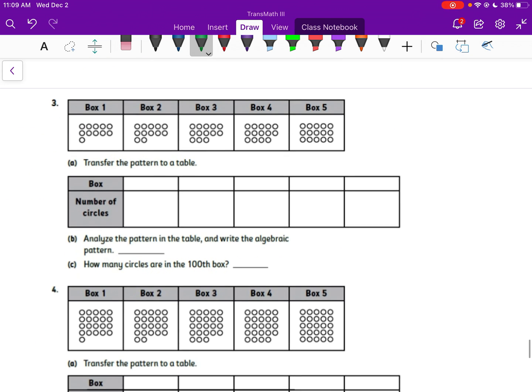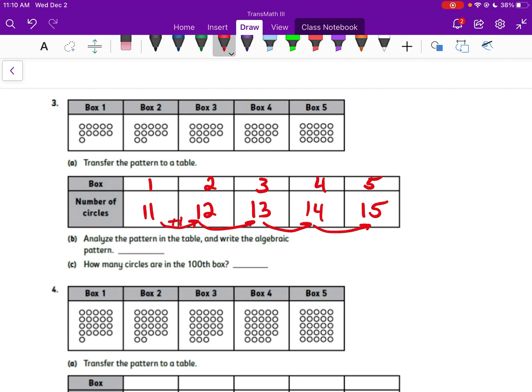All right, so number 3. Okay, box numbers, we got 1 through 5. So 1, 2, 3, 4, and 5. And in this case, box number 1 has 11 circles, 2 has 12, 3 has 13, 4 has 14, 5 has 15. Okay, and again, same pattern with the number of circles. It's always going up by 1. So we're going to probably have a pattern that looks very similar. Okay, to get from the box number to the number of circles, you're adding 10.